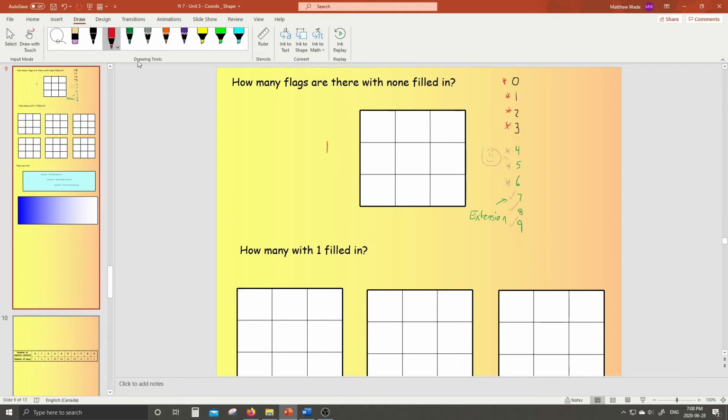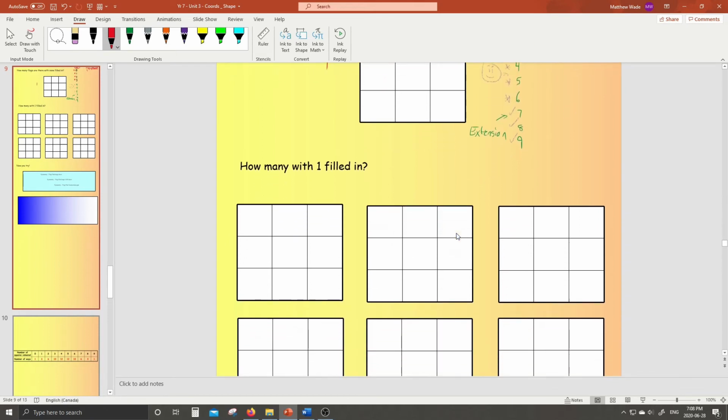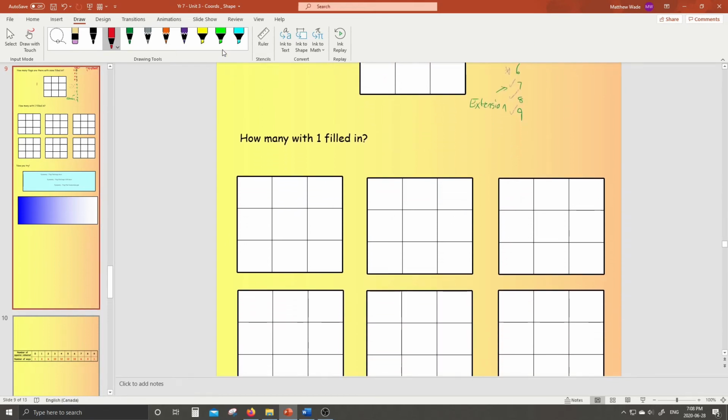So with 0 filled in, how many flags are possible? Well, with 0 filled in, there's 1 flag possible. It's this one. How many flags are possible with 1 filled in? Now, this is where you're going to have to pay attention because you'll have to do 2 and 3. Now here you go, with 1 filled in. Let's start off. Remember, we've got to have at least 1 line of symmetry, and rotations don't count. So here we go.